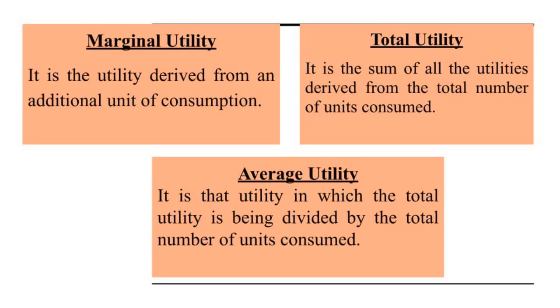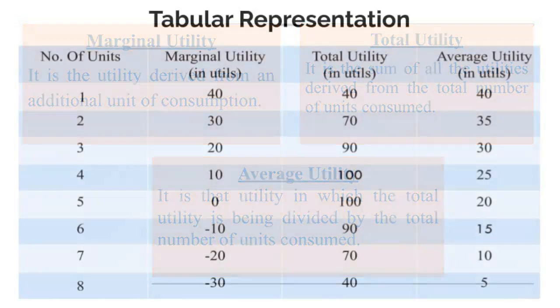Next, total utility. Total simply refers to the sum. It is the sum of all the utilities derived from the total number of units consumed. Average utility is the utility in which the total utility is divided by the total number of units consumed. It means by dividing total utility by total number of units consumed, we get average utility.